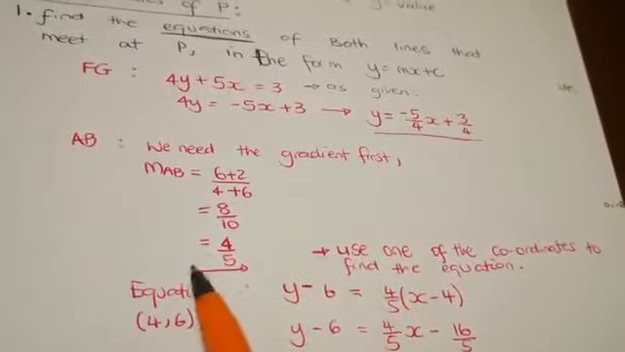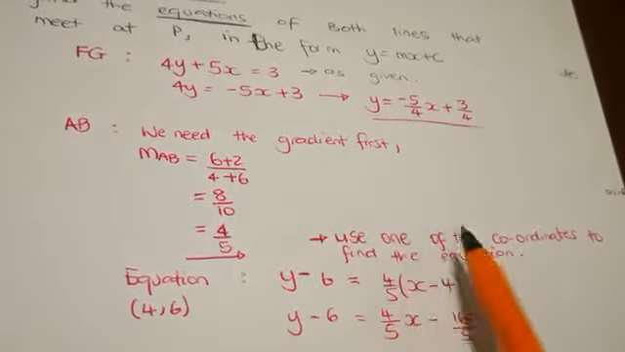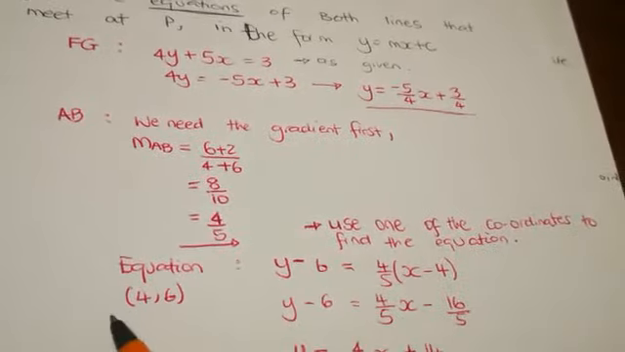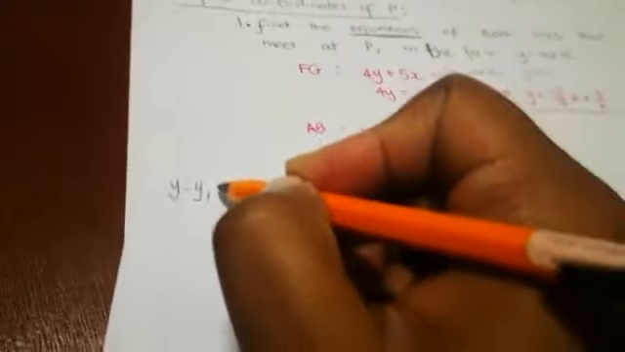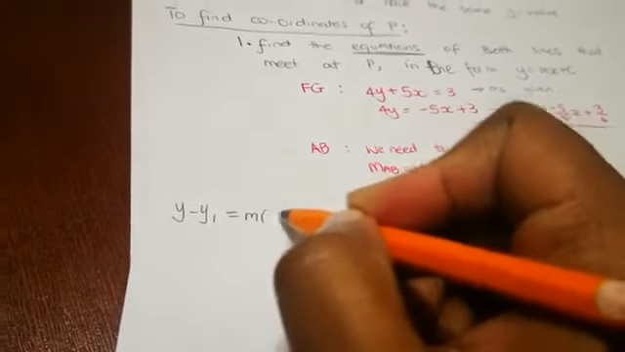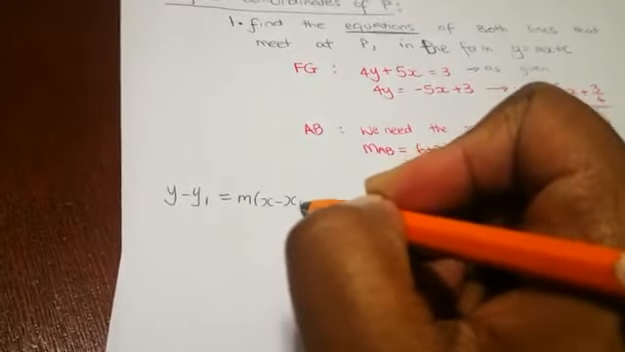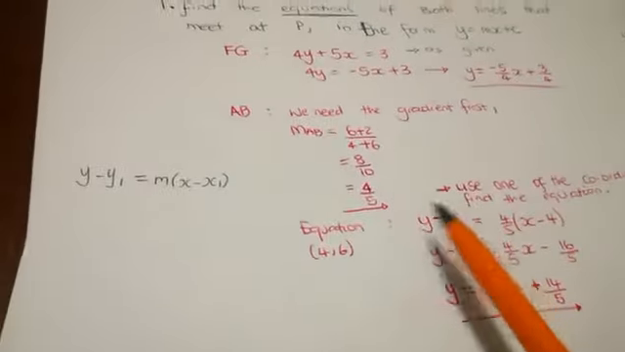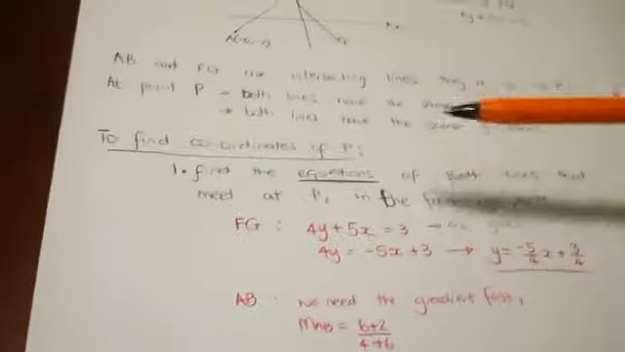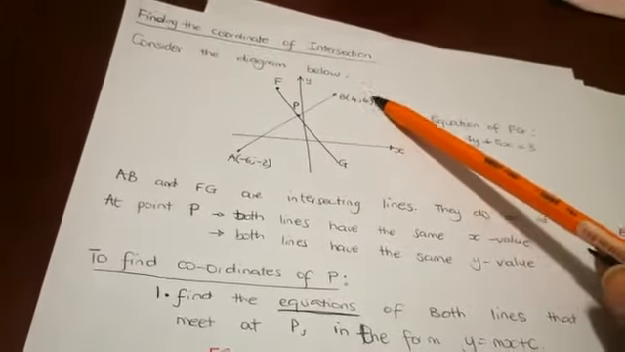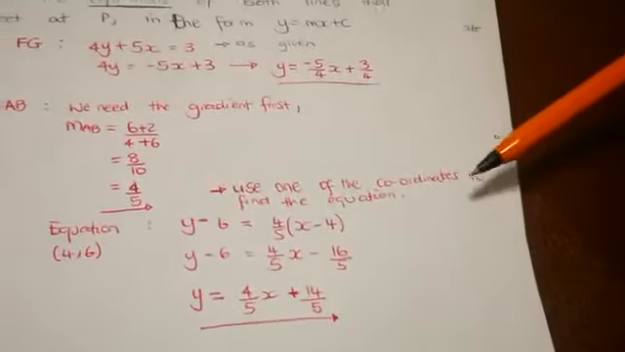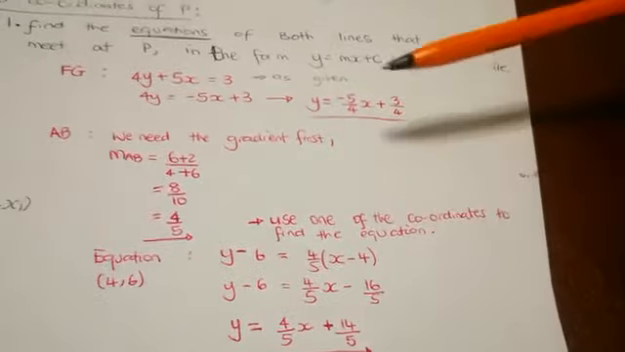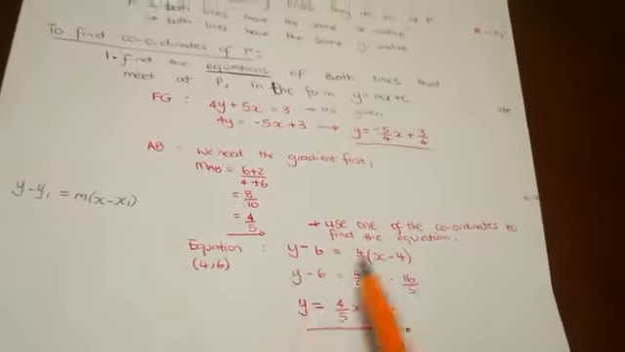And then after you found the gradient, you can use one of the coordinates to find the equation. Remember, the equation that we use is y minus y1 equals m times x minus x1. That is what we use. So then you have to just choose one coordinate. I chose the one that has positive values. You can choose any of these. That's why I wrote here one of the coordinates. So it's up to you which one you choose. I've chosen the positive one.